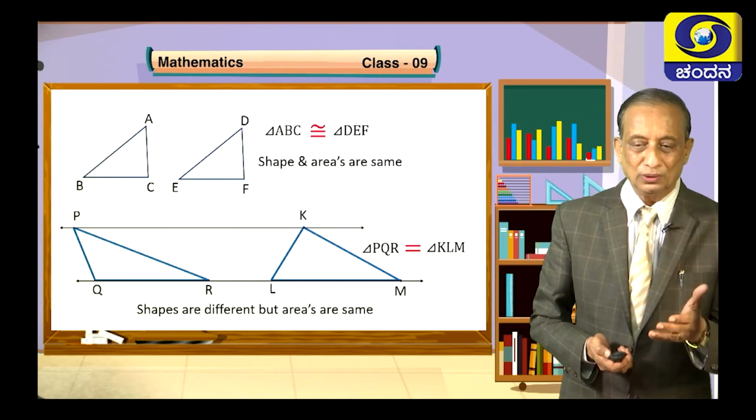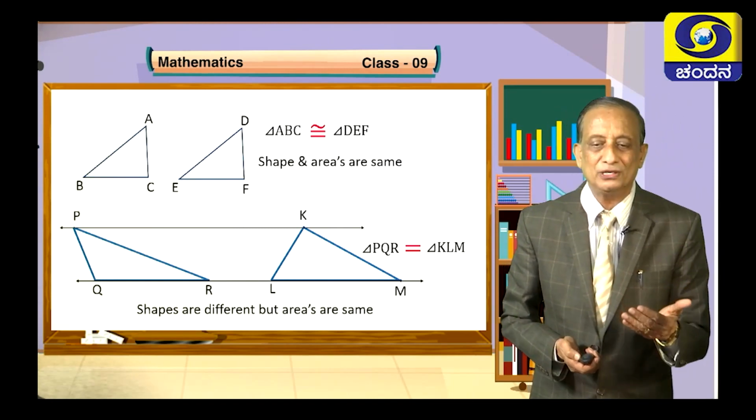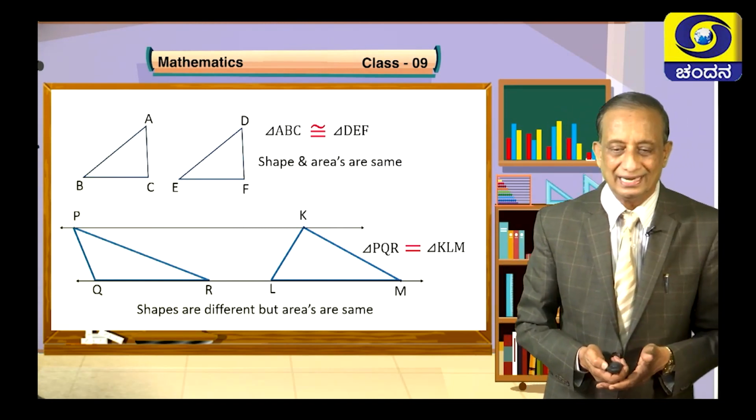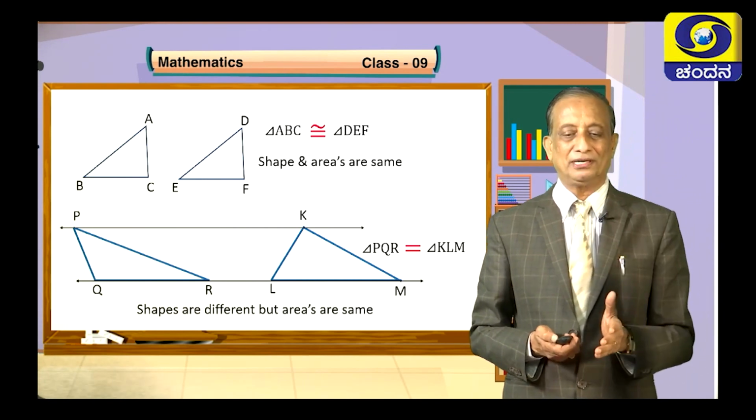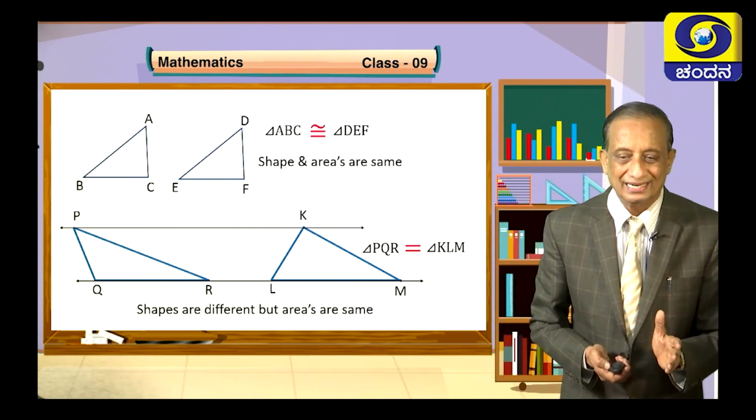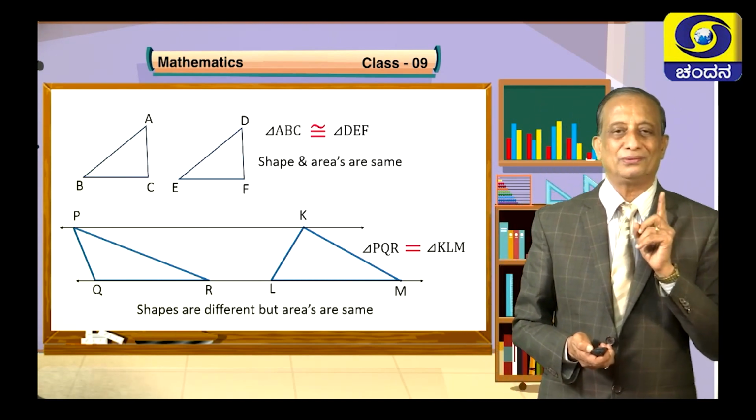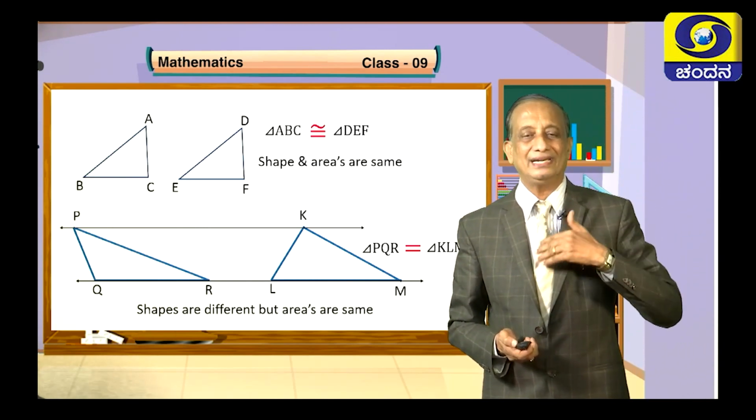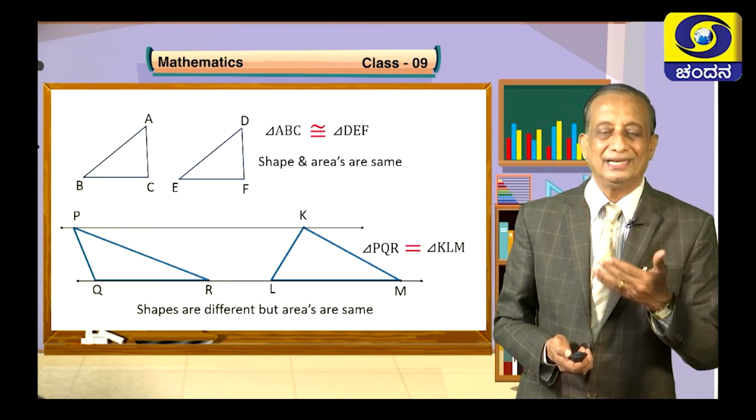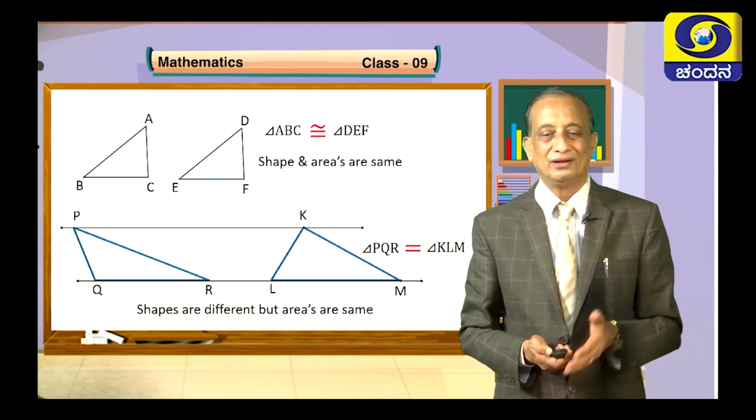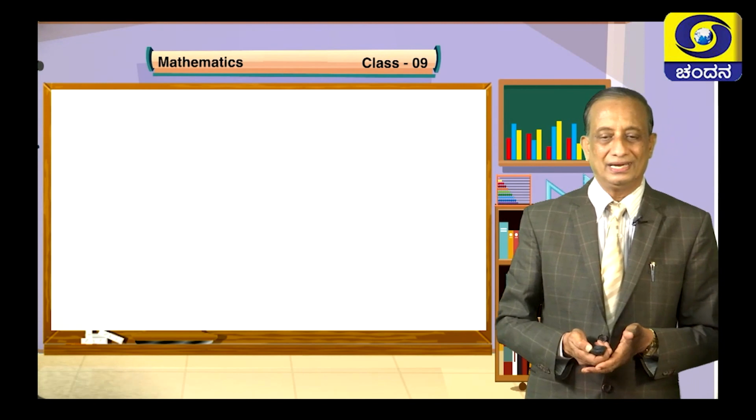Now, if two triangles are equal, say triangle PQR is equal to triangle KLMN, it means the shapes are different but the areas are the same. They are the same in only one dimension. We have to write equals. If they are identical in all aspects, then we have to say congruent. The word congruent has to be used.